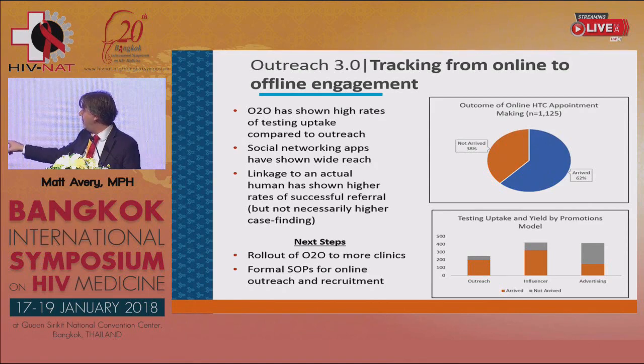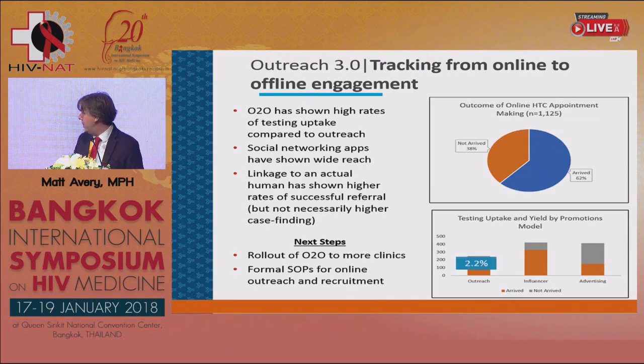When we look at the different models, what we've been able to see is that our online social influencer and our advertising models reach a lot more people than our traditional online outreach models, but fewer of the people who make appointments actually show up for those appointments. When people are reached online by a paid outreach worker and they make an appointment, they're more likely to follow through with that appointment. And the takeaway from that would seem to be, hey, it's worth the investment in these online outreach workers because they're generating a higher percentage of HIV testing when they actually reach someone.